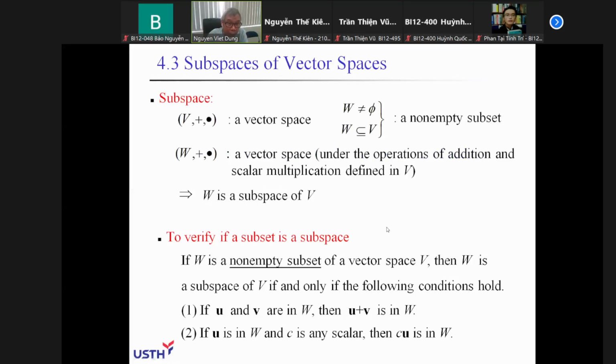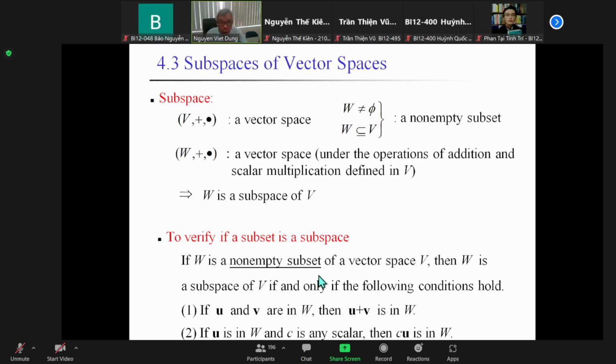Last week we studied subspace of vector space. The vectors we know already what it is. That is something with two operations satisfying 10 property, 10 axioms. In Vietnamese, 10 tiền đề. So now we consider a subset W of V.